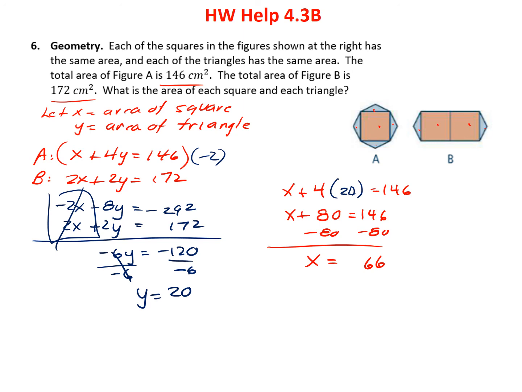So the area of our square is 66 square centimeters. And the area of the triangle is 20 square centimeters. All right. Hope you have a good night with the rest of your homework.